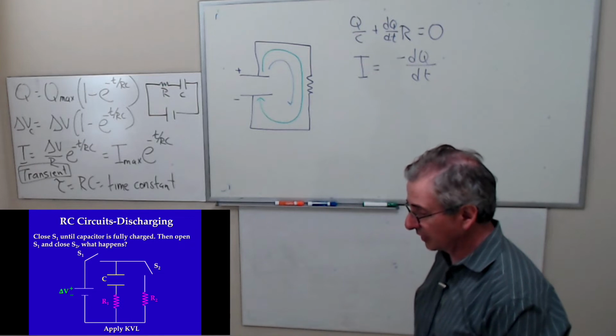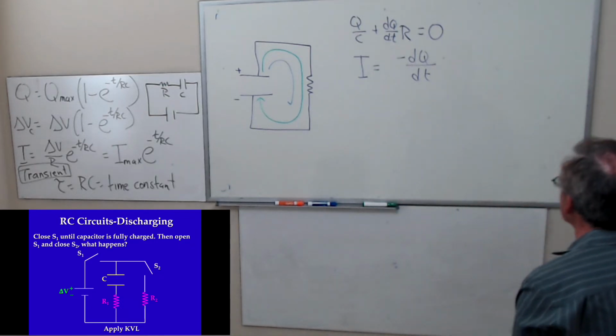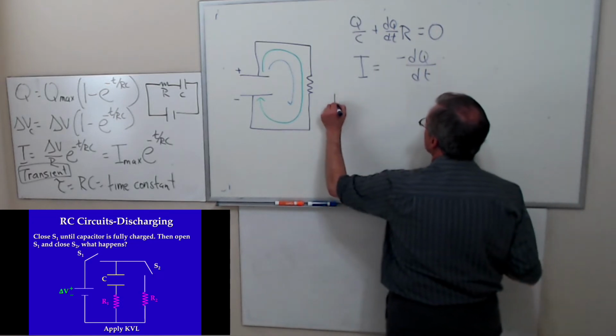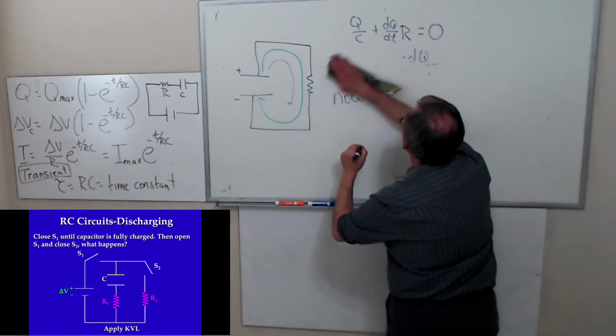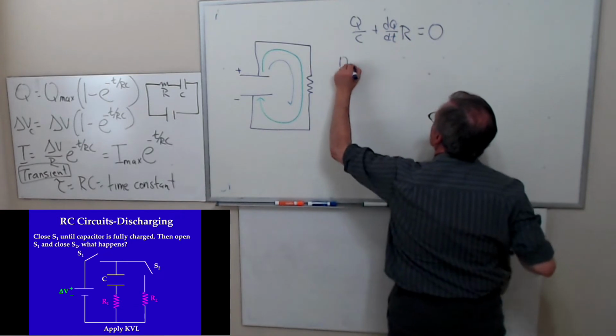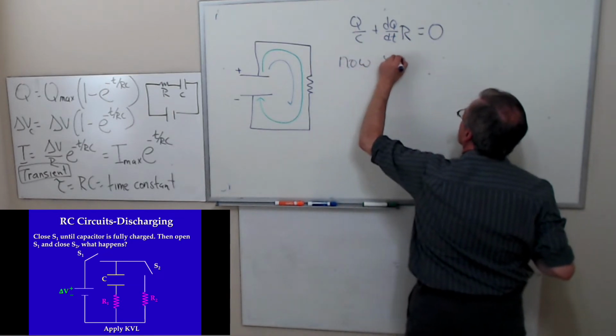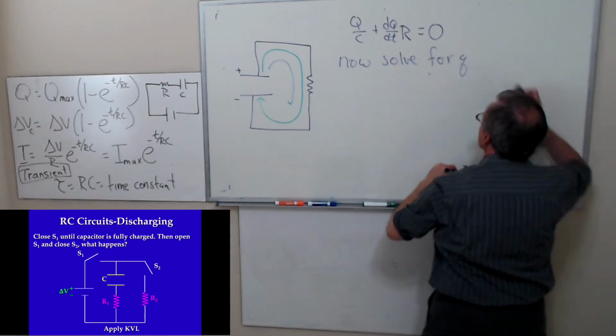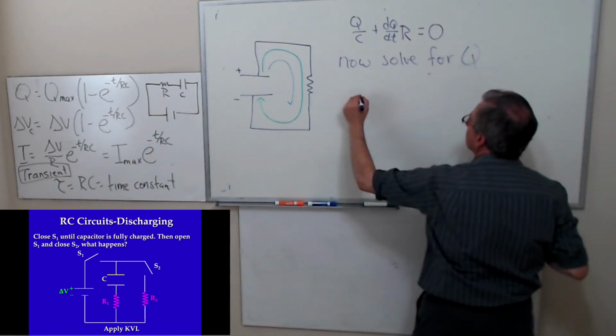That's a very subtle thing. So now, solve for Q. And what you'll get is the following.